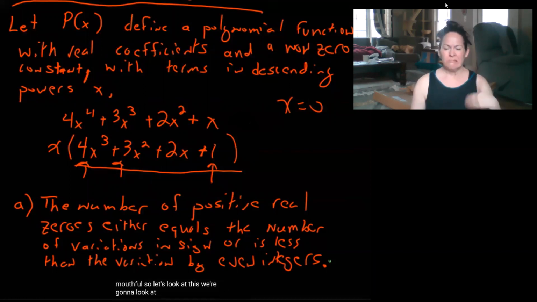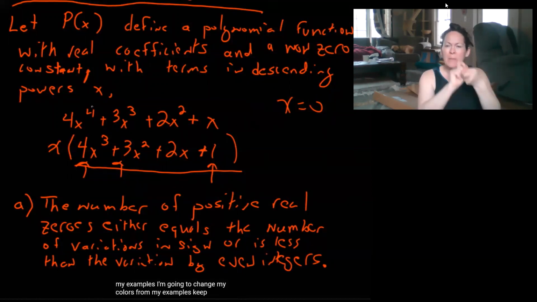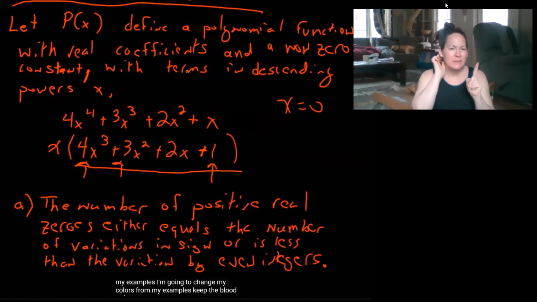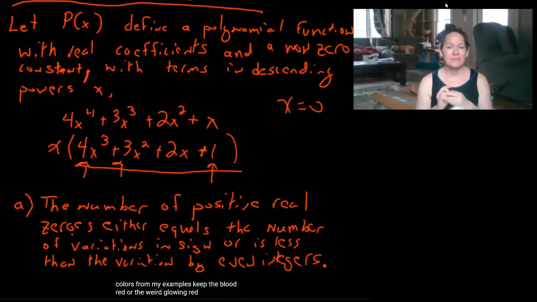We're going to look at A, and we're going to look at part A. I'm going to do my examples. I'm going to change my colors for my examples. I'll keep the blood red or the weird glowing red for Descartes' rule of signs, and then in between A.